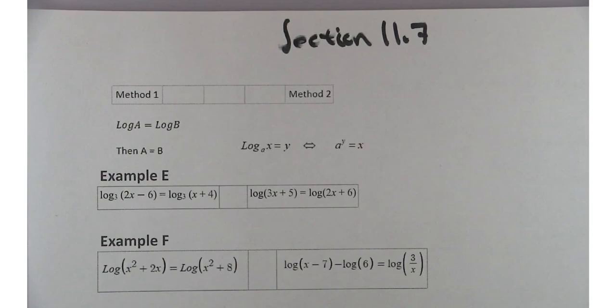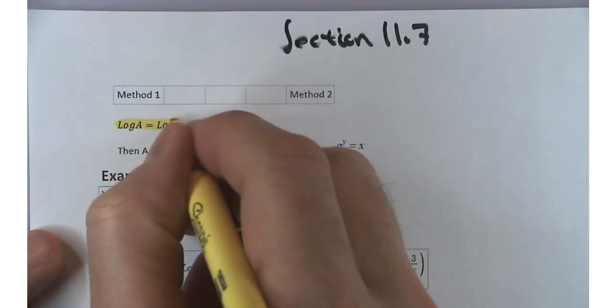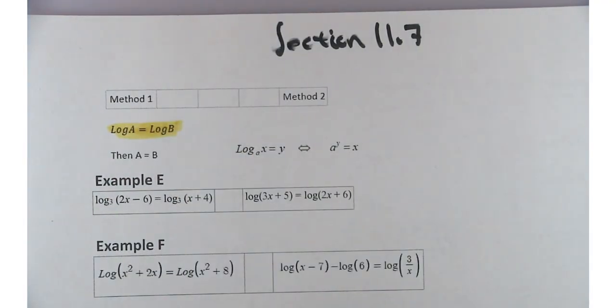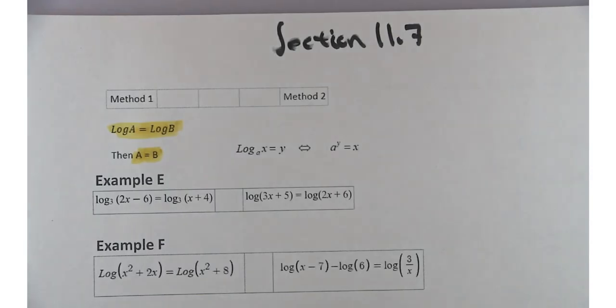So we're going to finish up section 11.7 by talking about logarithmic equations. Now overall, there's going to be two different ways we can solve logarithmic equations. One of them is nice and straightforward. If you have the log of A equals the log of B, that is two logarithmic expressions that are equal to each other, then magically you can get rid of the logs and you end up with A equals B.